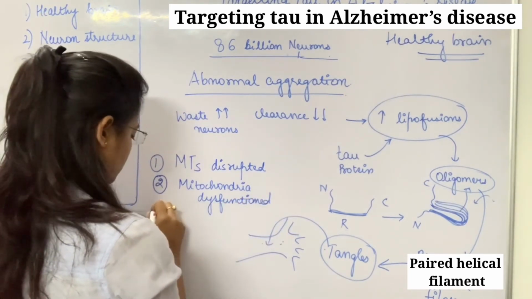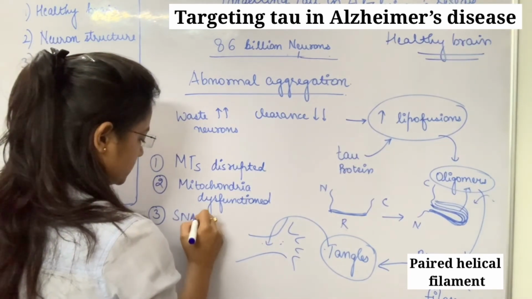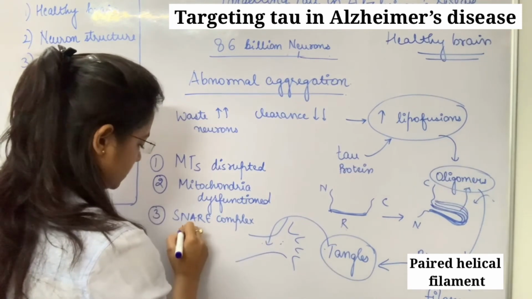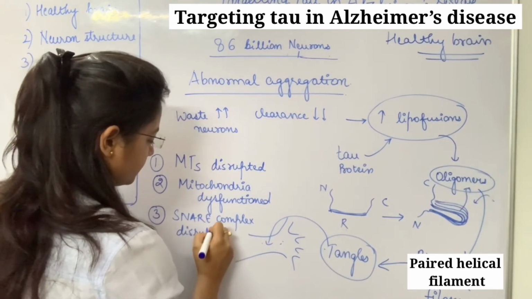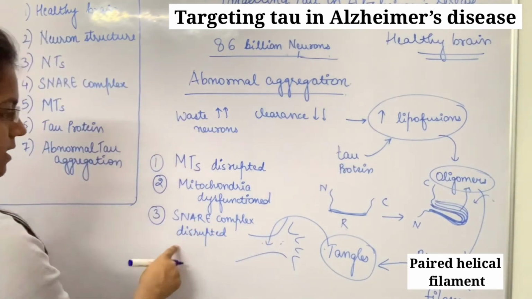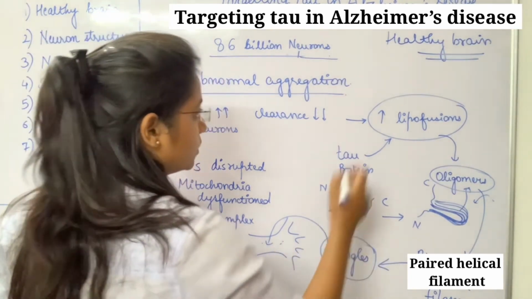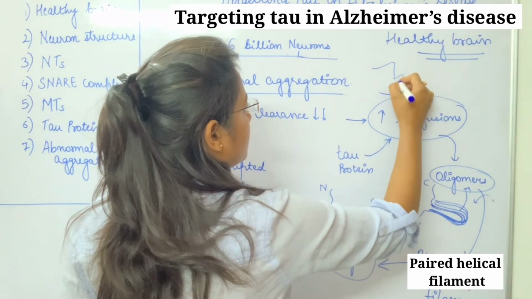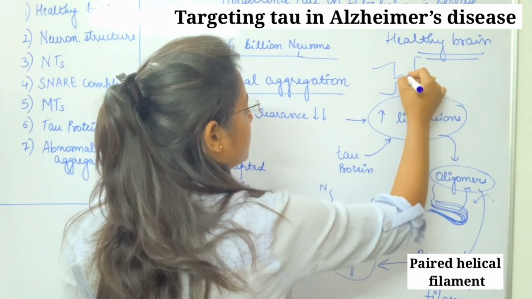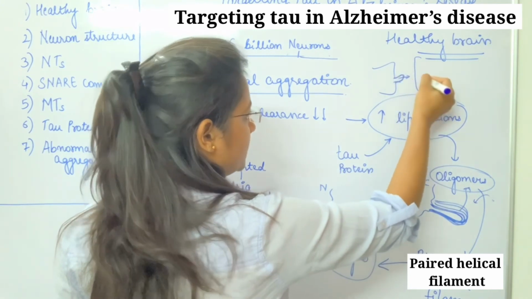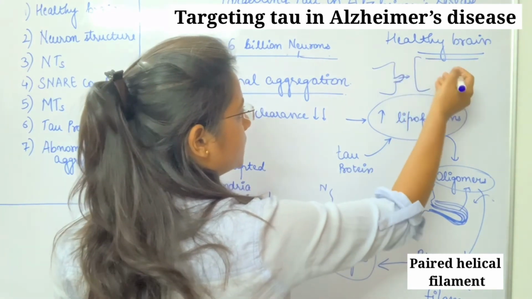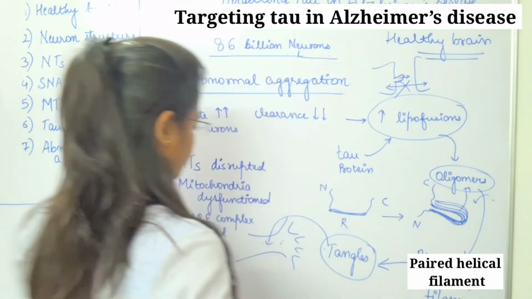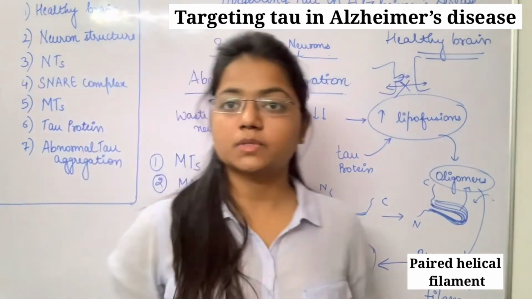Then the snare complex is disrupted. Now when the snare complex is disrupted, as I told, this will not allow the neurotransmitter to be released and transported to another neuron. So due to this, signaling will not take place. So this was all for the video.